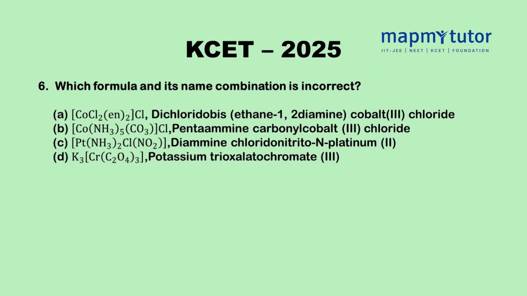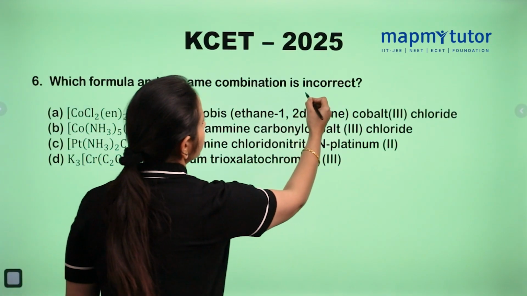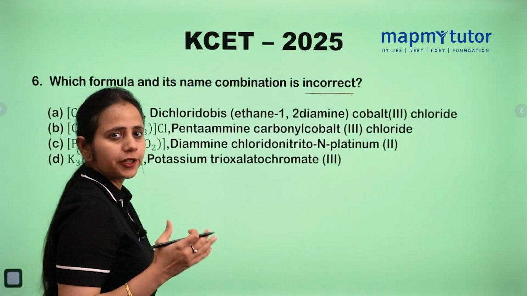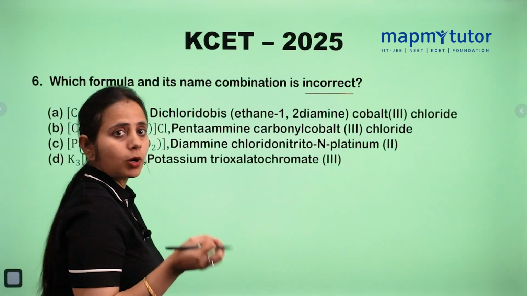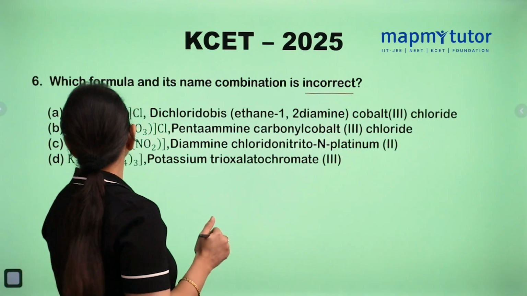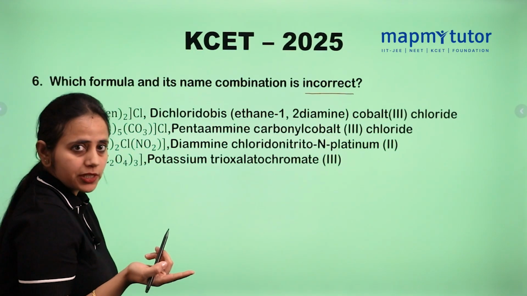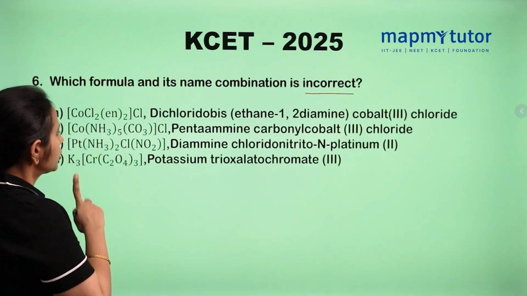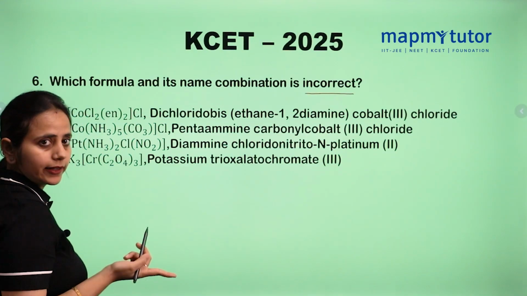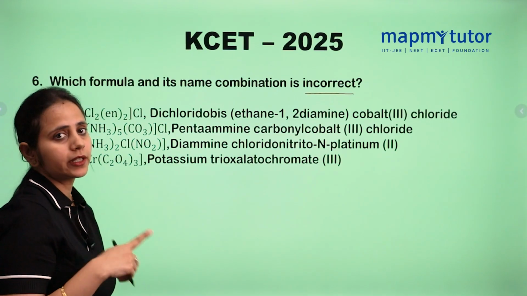Which formula and its name combination is incorrect? We need to tell the incorrect one. Always read the question very carefully to see whether they are asking about correct or incorrect. First, we need to tell the IUPAC name of these formulas. For this, we start with the ligands first, and in alphabetical order.